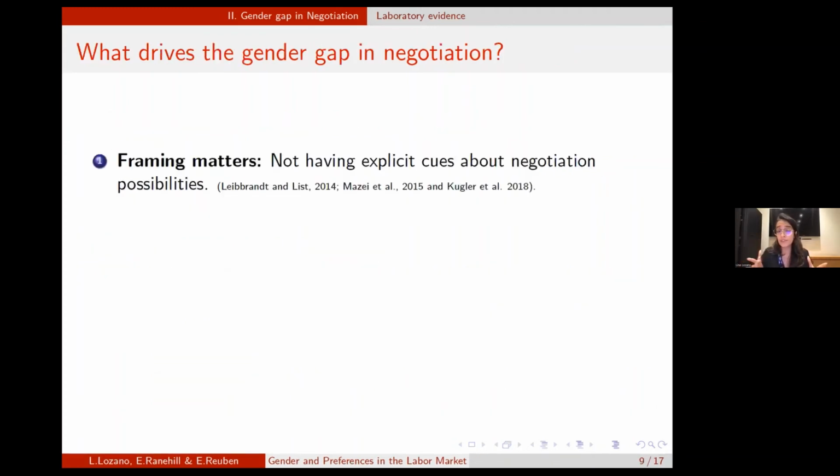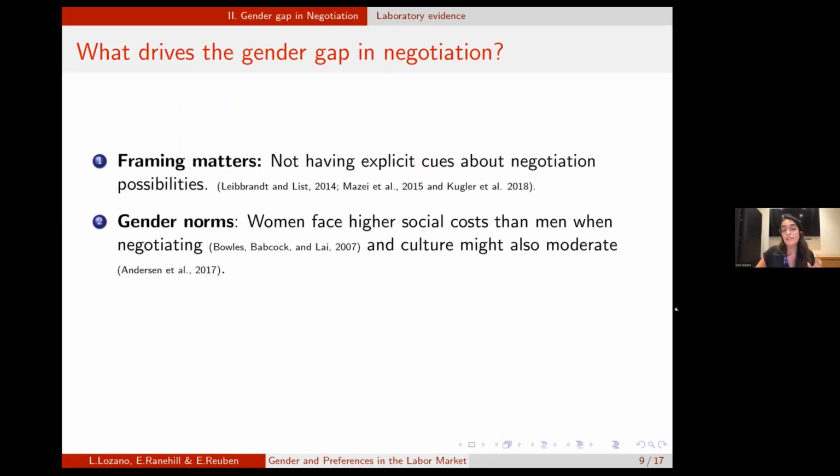What are the drivers of such a gender gap in negotiations? Looking at the literature on negotiation, there are mainly three. The first one is that framing matters. Not having explicit cues about the negotiation possibilities impacts men and women very differently, in the sense that if it's not explicitly said that there is a possibility to negotiate the salary, women are less likely to negotiate than men. The second element present here is gender norms. So women face higher social costs than men when negotiating because it's seen as an assertive behavior that maybe is not a very female stereotypical type of behavior.